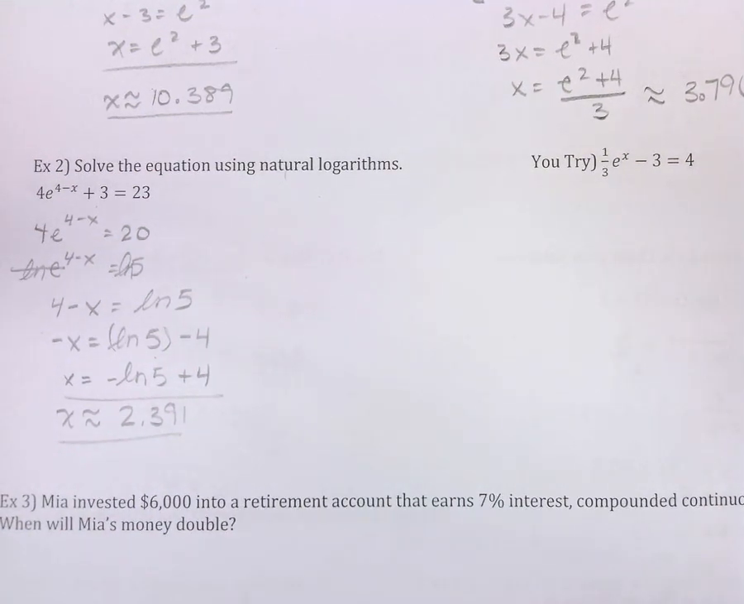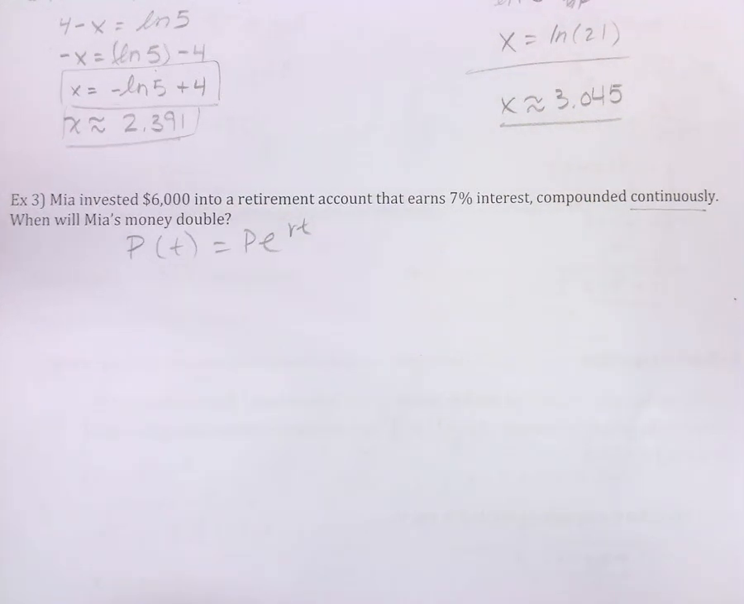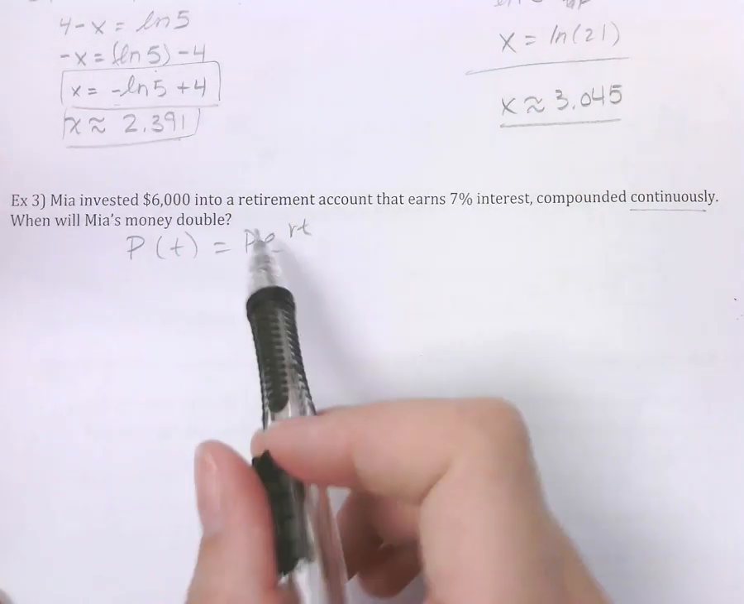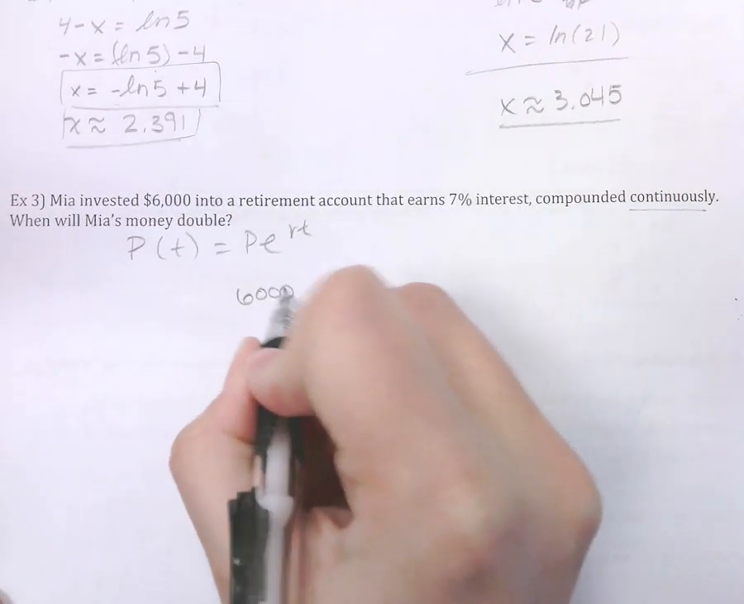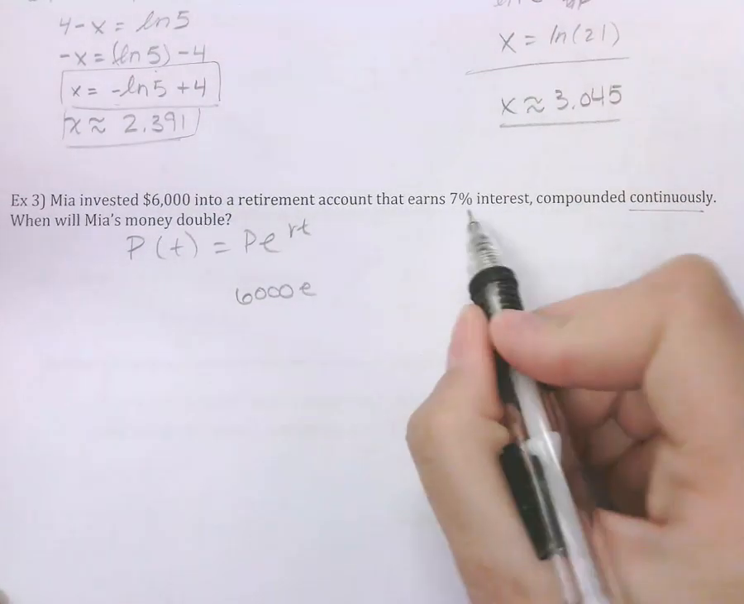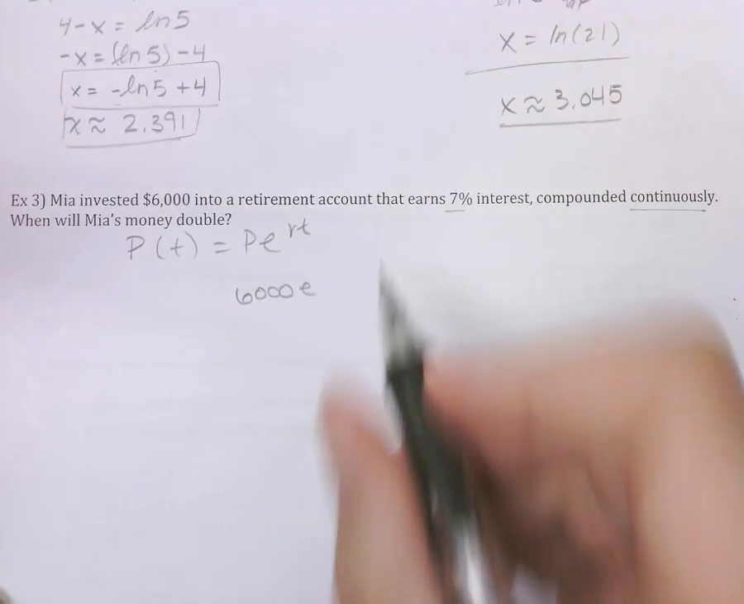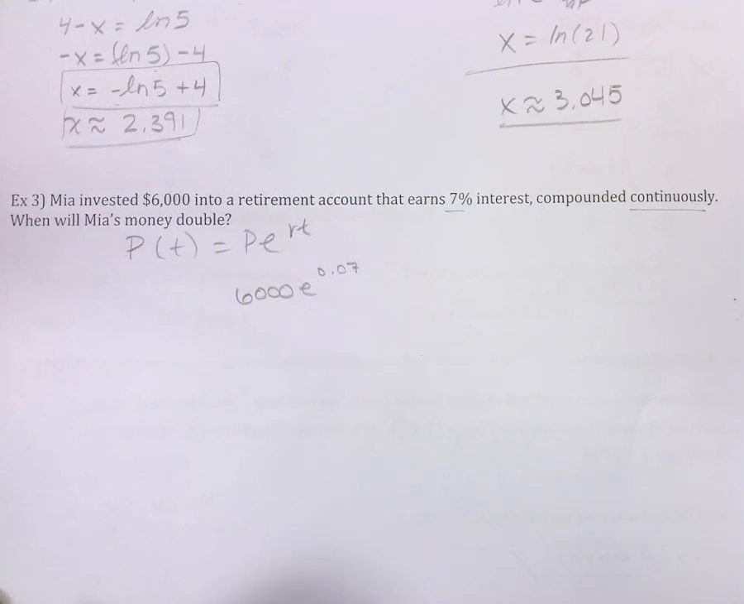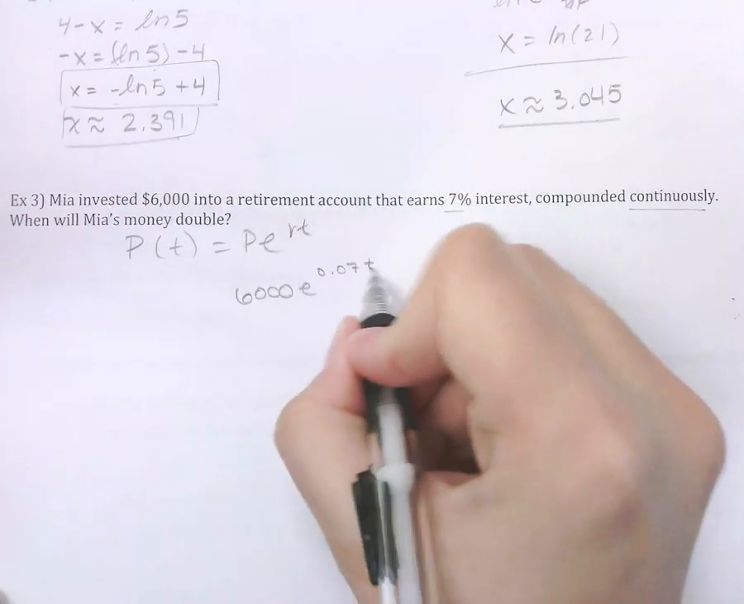Mia invested $6,000 into a retirement account that earned 7% interest compounded continuously, which means you need to use this formula. When will Mia's money double? So, first, $6,000. What is that representing? P. The P. 7% we want as a decimal, so that is our 0.07 rate. And then we don't know what t is.